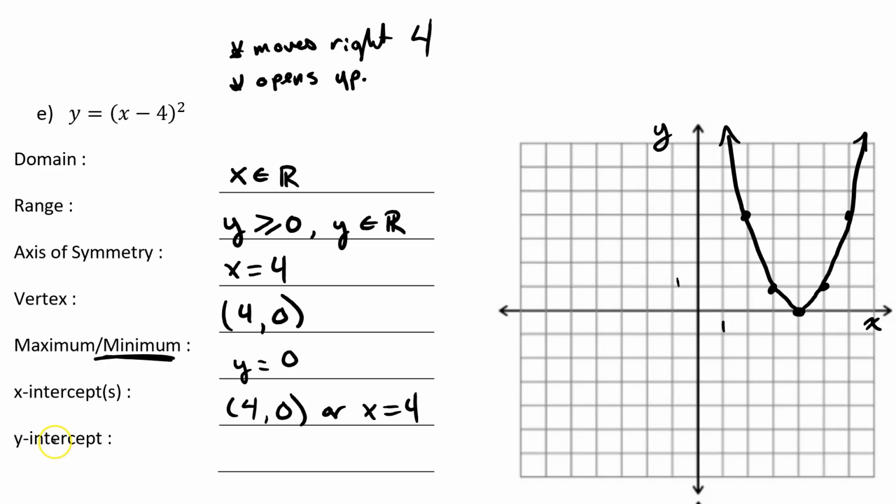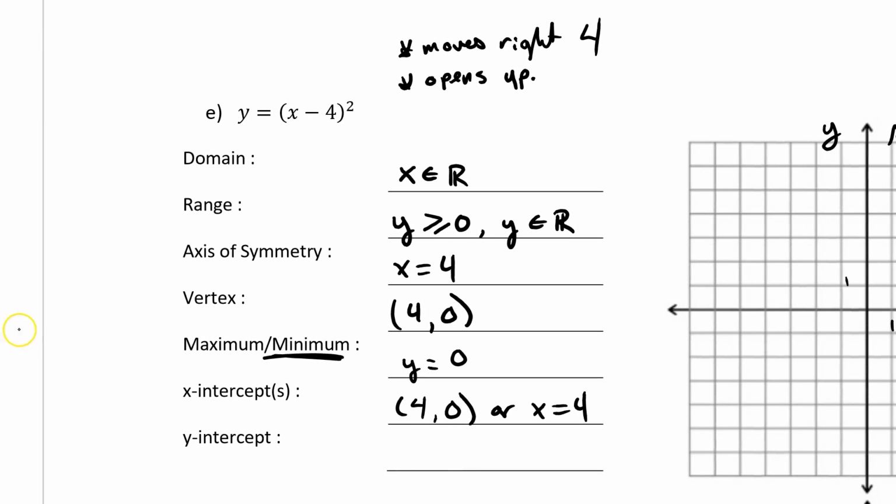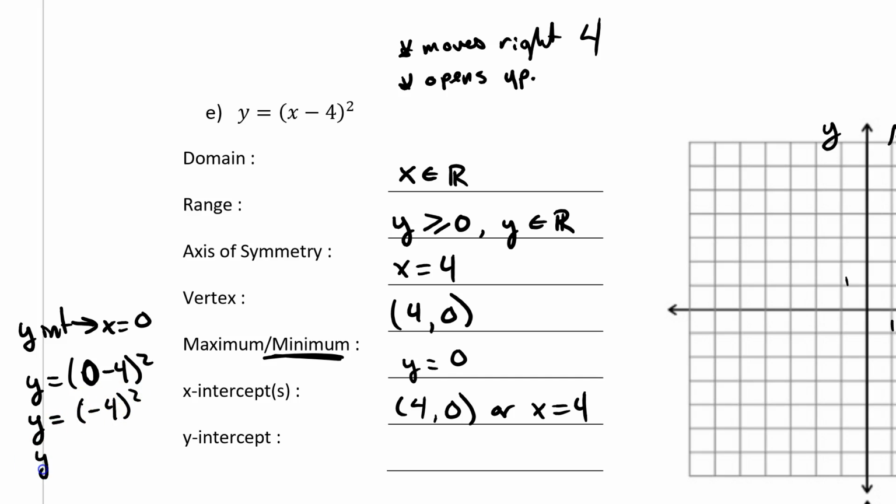Now here's the y-intercept. We don't see it. So what we can do is we can do a little bit of work on the side. Y-int, that means that x equals 0. So I'm going to substitute into my equation x equals 0. So y equals 0 minus 4 squared. So then y equals negative 4 squared. Negative 4 times negative 4 is going to be positive 16. So my y-intercept occurs when y equals 16, or we can have 0, comma 16.